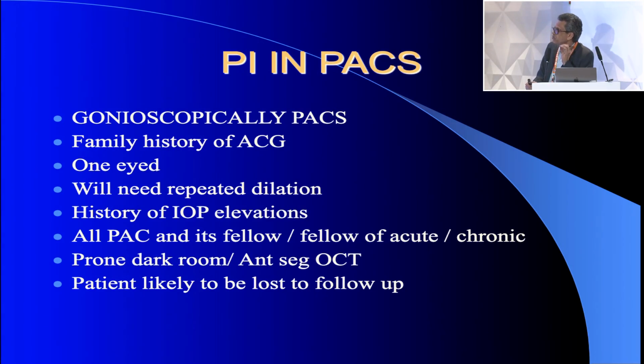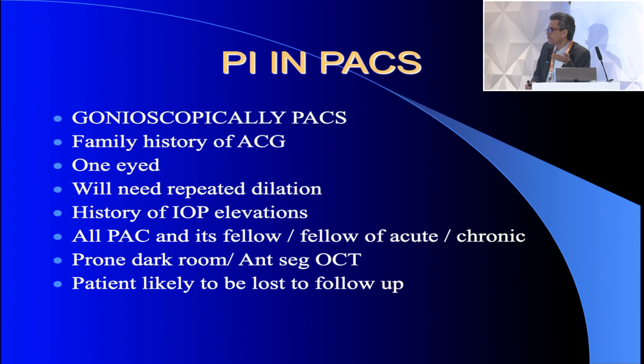So you have a gonioscopically PACS. Check, is there a family history of angle closure? If it's a one-eyed patient, if it is going to need repeated dilatation, is there a history of IOP elevations? Is there something wrong in the field or the disc? Like the gentleman said, yes, disc is the crux. You have to know how to read the disc.